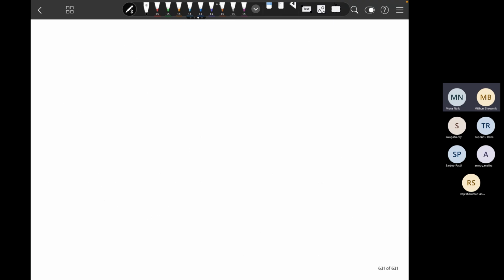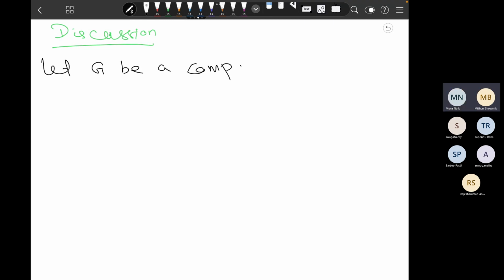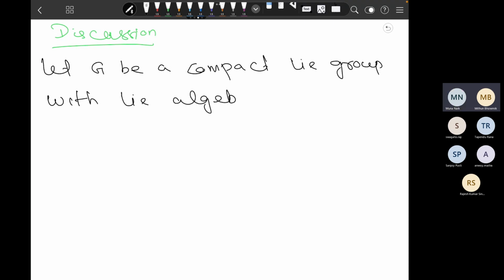Now one application. Okay. So let us say discussion. Let G be a compact Lie group with Lie algebra 𝔤. Then 𝔤 is a compact Lie algebra.